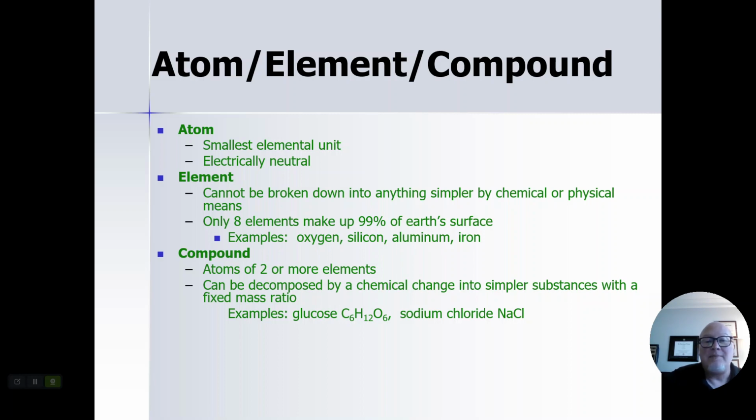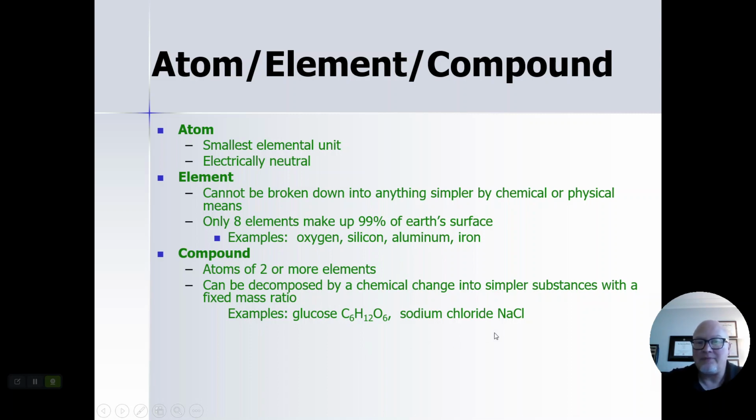For instance, if I have glucose, which is C6H12O6, this tells me that in this compound I have 6 atoms of carbon, 12 atoms of hydrogen, and 6 atoms of oxygen. So if this were broken down, I could break this down into carbon, hydrogen, and oxygen. Okay, so I could break this down into the component elements by chemical means.